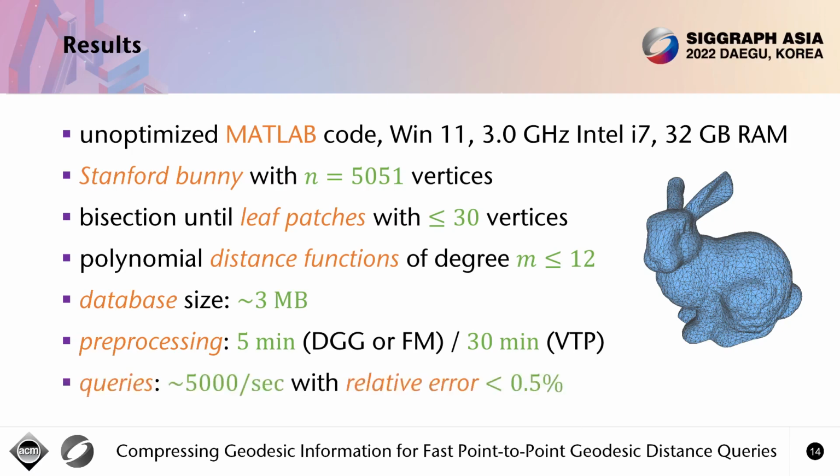Now with this database we can handle several thousand distance queries per second, and the average relative error, which is of course induced by the approximation of the exact separator distance functions by polynomials, is less than 0.5%, and that's measured of course relative to the distance that we would get if we use the same black box that we used for generating the database.